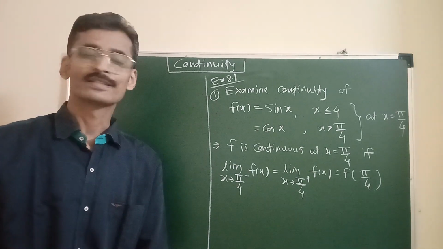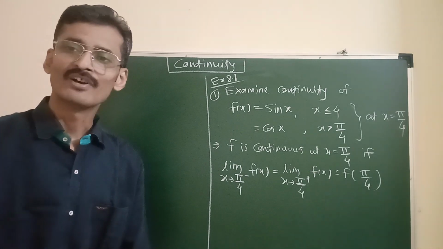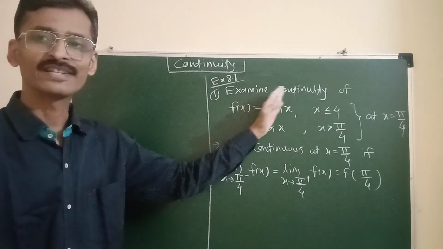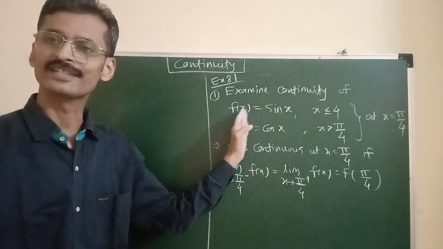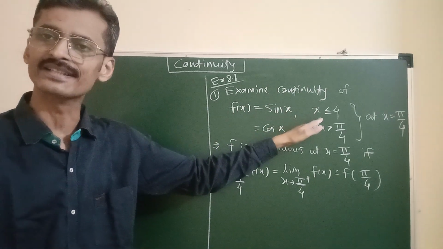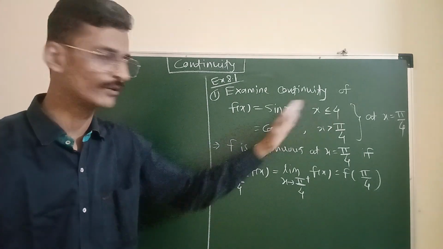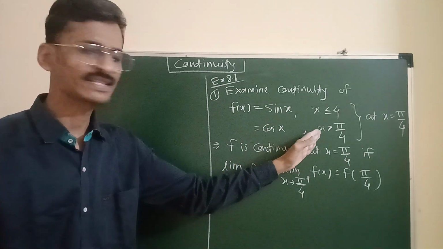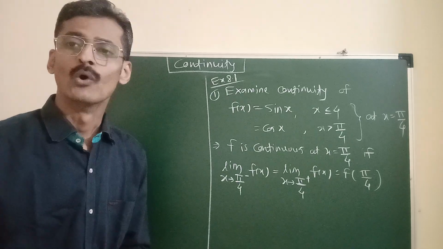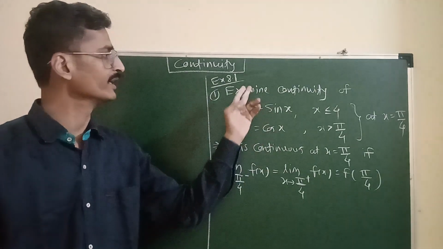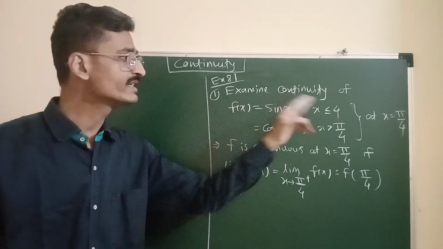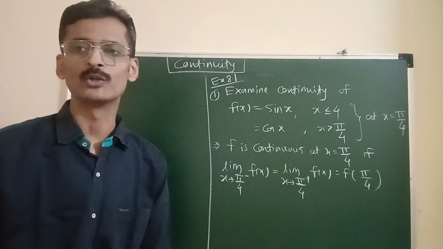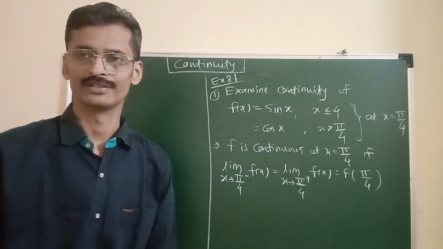Hello, let us see continuity. First question: examine continuity of f(x) equal to sin x for x less than or equal to pi by 4, and cos x for x greater than pi by 4. We have to check whether the given function f(x) is continuous at x equal to pi by 4 or not.